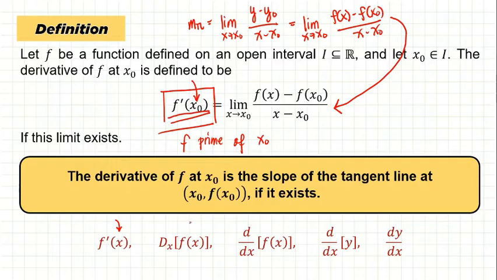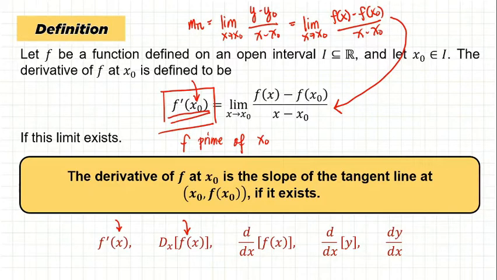We also have this one. To read this one, that is just the derivative of f of x with respect to x. So we also have this. So this is also the derivative of f of x with respect to x. Or if your function is in terms of y, so you have the derivative of y with respect to x. Or this one, dy over dx, meaning the derivative of y with respect to x. So that is all these notations mean. All of these are derivatives. Okay?